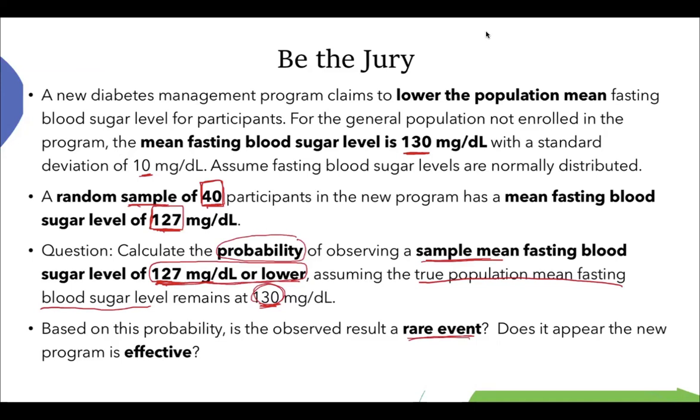So we want to recognize whether or not this 127 is really a rare event. If it's a rare event, it would mean that it's significantly less than 130, and it would mean that this new management program is working. It would mean that the program is effective. So let's take a look and calculate this probability.